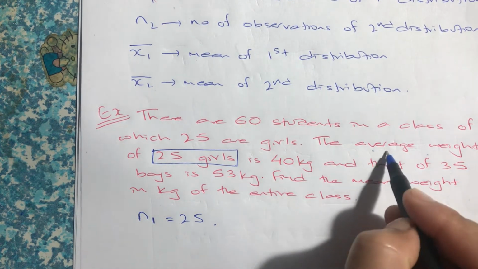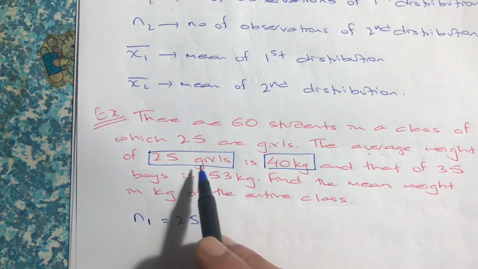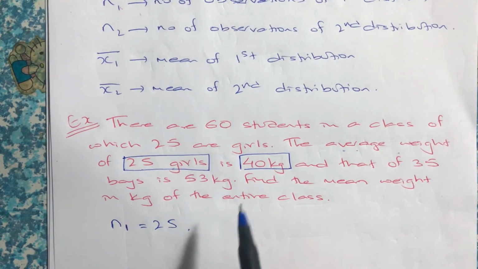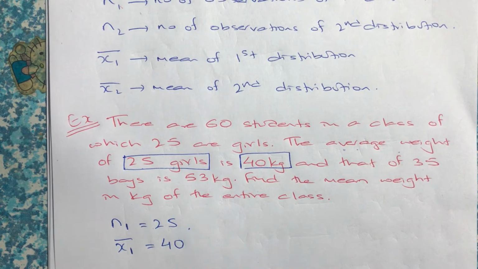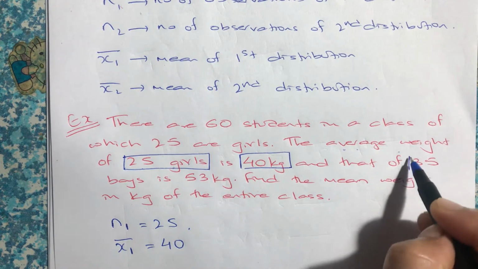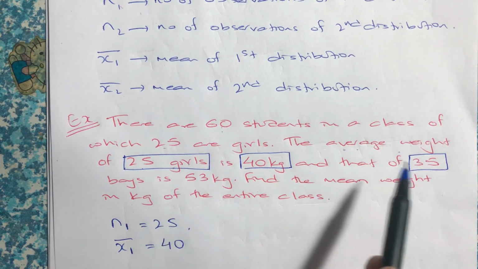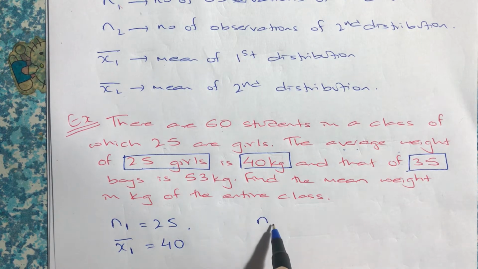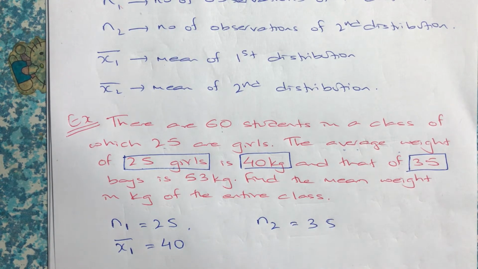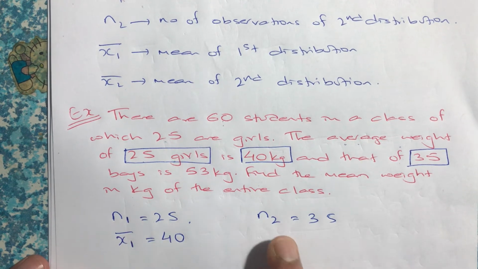And it says the average weight is 40. So the mean weight, that is the average weight of the first set of observations, is 40. What does that mean? Indirectly, it means x1 bar is equal to 40. And then for the 35 boys, it doesn't have to mention 35 because it's already understood out of 60. If I have 25 girls, obviously the remaining have to be boys, so 35. So the second set of observations is boys. How many boys do I have? We have 35. So n1 is 25, n2 is 35.